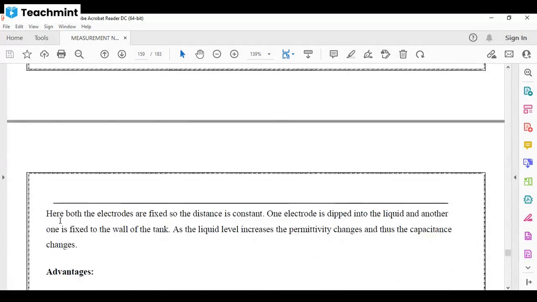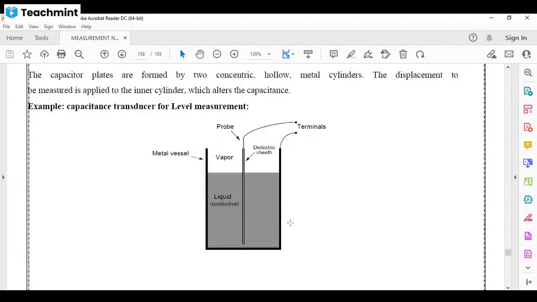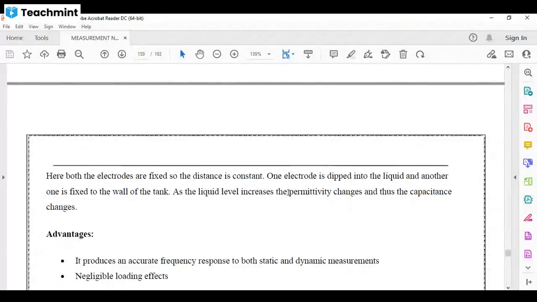So how does it work? Here both electrodes are fixed, so the distance is constant. One electrode is dipped into the liquid and the other is fixed on the wall of the tank. As the liquid level increases, the permittivity changes, and thus the capacitance changes.